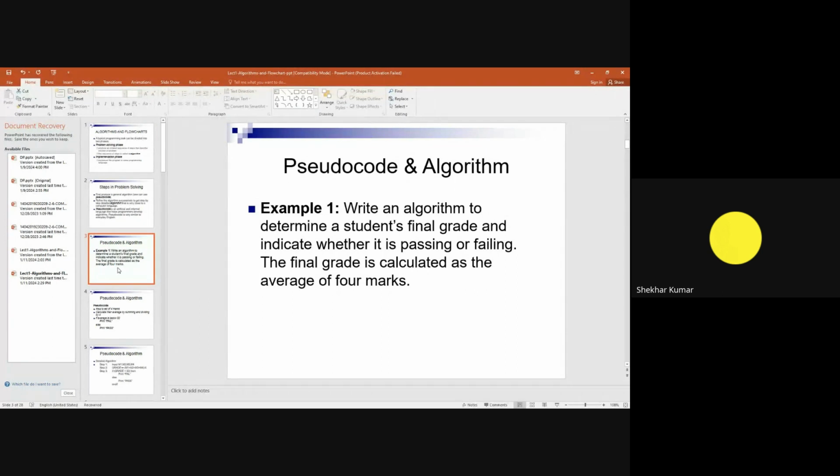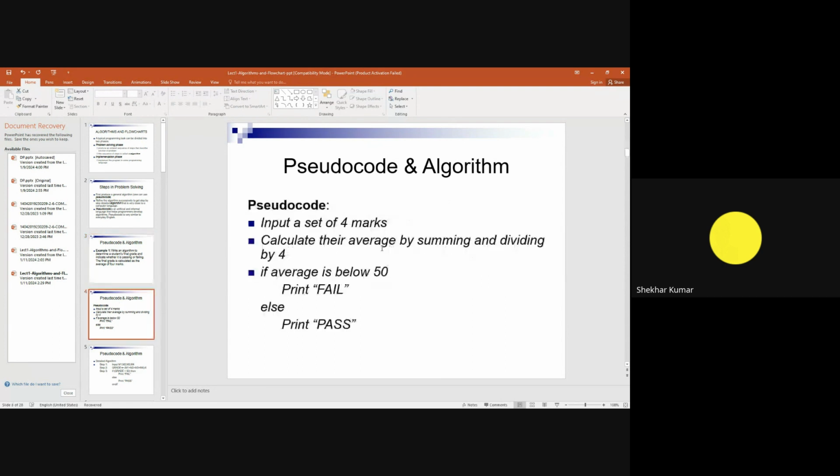Then how will you write a pseudocode and algorithm? There is a problem in which you have to check whether the student passed or failed by calculating the average marks, the final grade. You have to check whether it is passed or failed. So we will write pseudocode and algorithm for this problem. At first, we are writing a pseudocode for this.